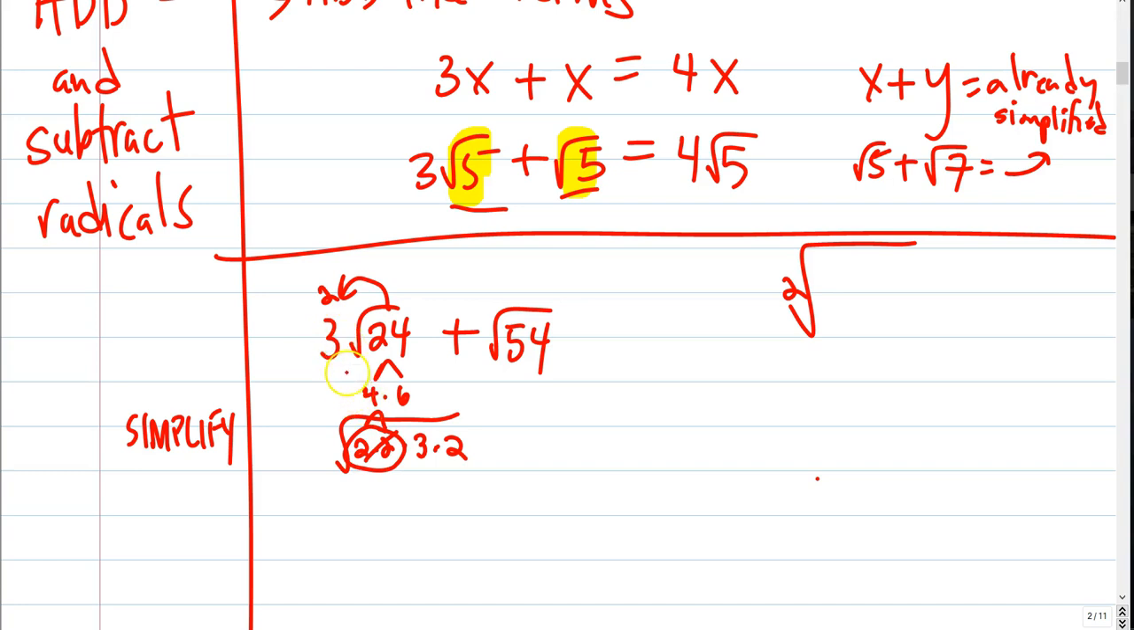Don't forget the 3 is out there. Do not make those 5. Right here, this is not 3 plus, this is 3 times. So the 3 times 2 becomes 6. Left in the radical is the square root of 6.